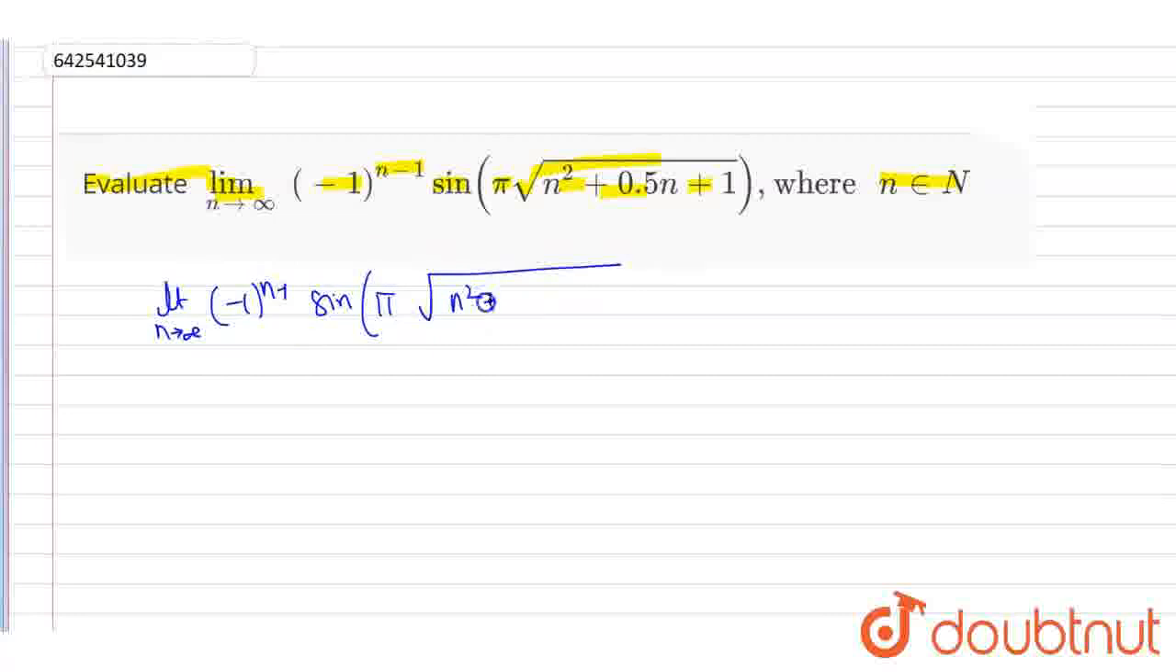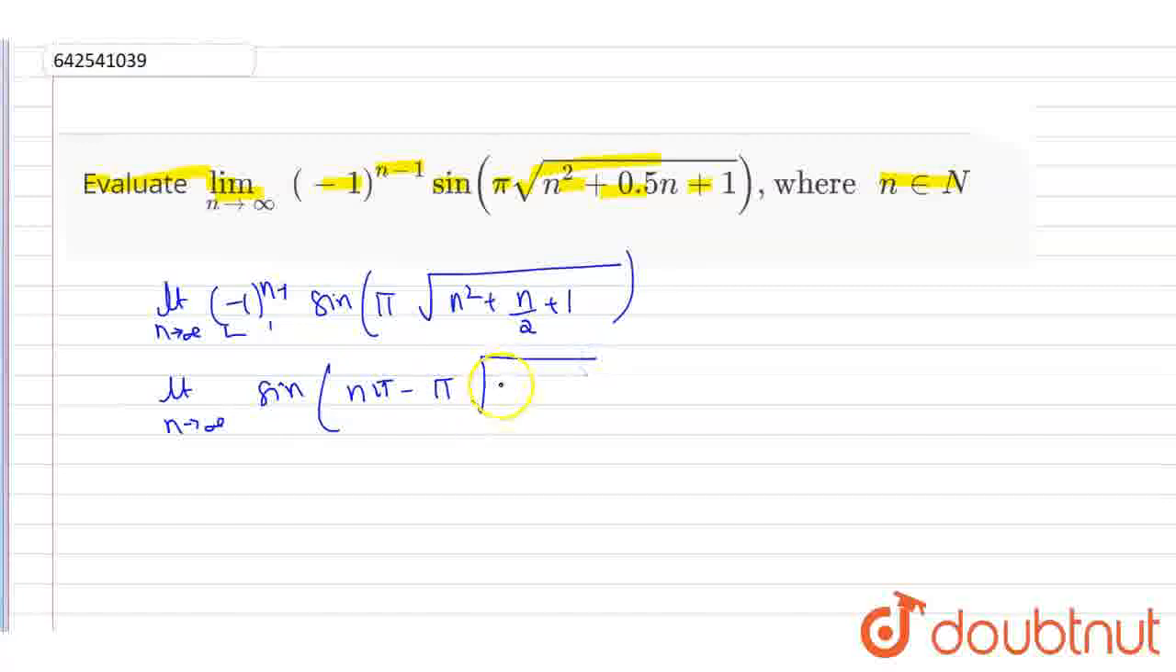Or we can also write it as the limit as n tends to infinity. The (-1) to the power (n-1) can come inside, so we can write it as sin of (n pi minus pi under root n square plus n by 2 plus 1).